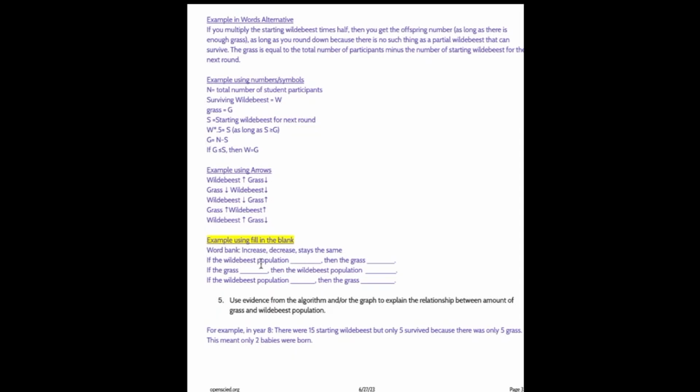But if the wildebeest population increases, then the grass will decrease. If the grass decreases, then the wildebeest population will decrease. So it's if-then statements, and see if students can look at those relationships between increase, decrease, or stay the same. If the wildebeest population stays the same, then the grass will stay the same. And so this is a nice scaffold to get students to understand what an algorithm is.